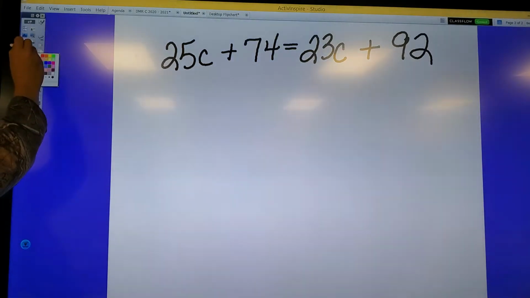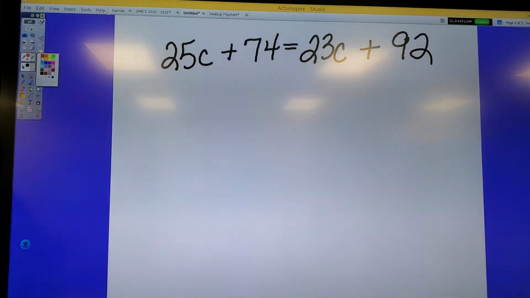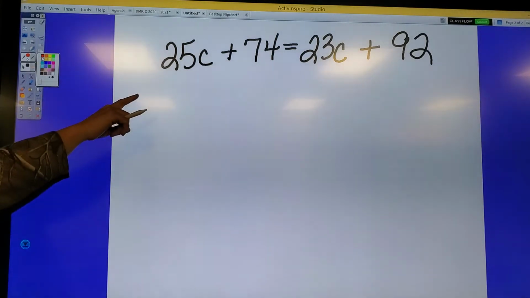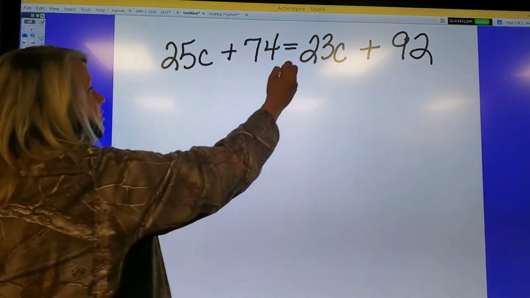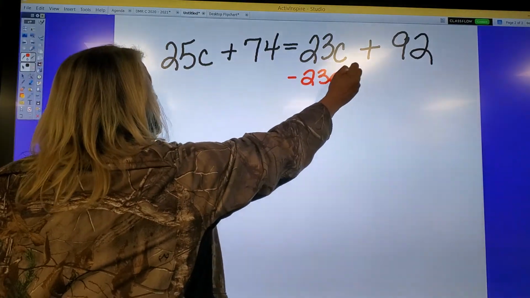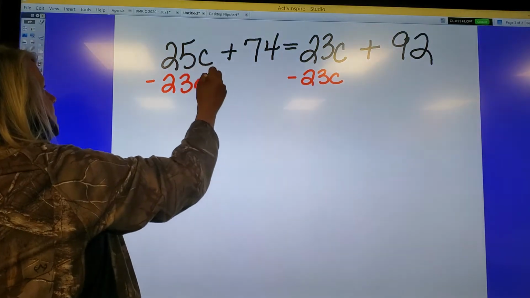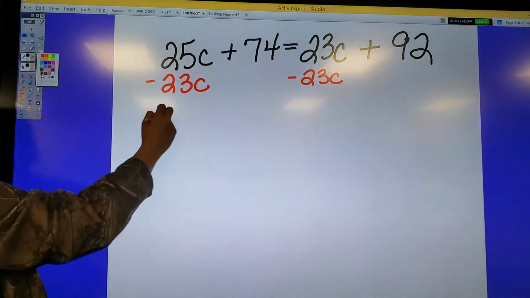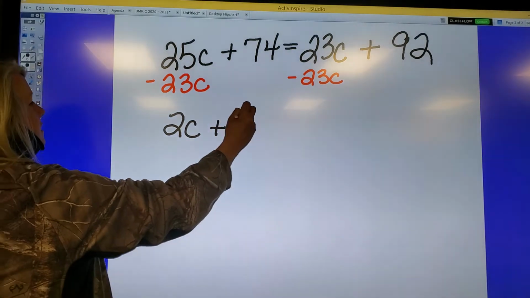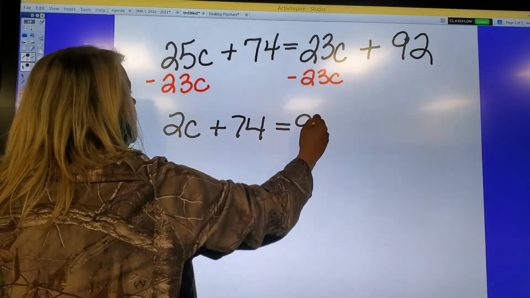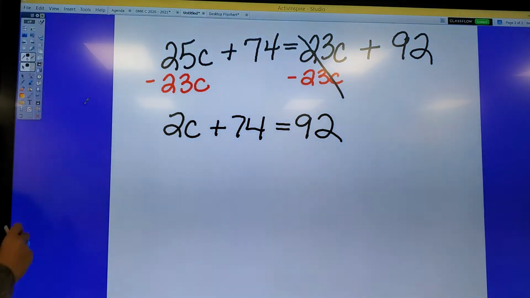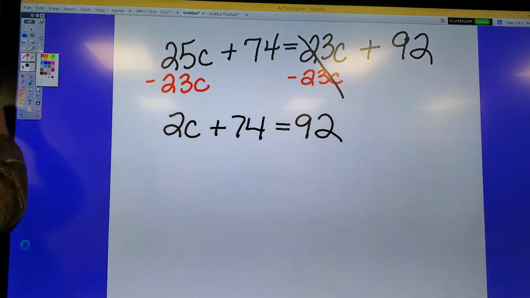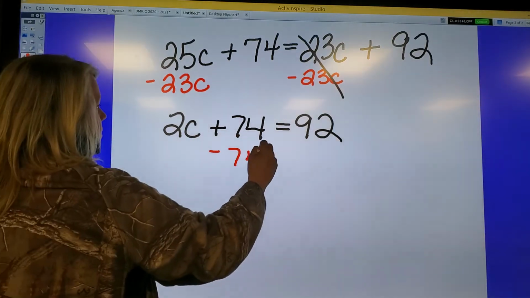So I'm going to go ahead and start solving this. If you recall, to solve these problems, the first thing you want to do is get rid of the term with your variable that is on the right-hand side. So it's a positive 23c, so I'm going to subtract 23c from both sides. That's going to give me 2c plus 74 equals 92. These cancel out. What's my next step? Minus 74.